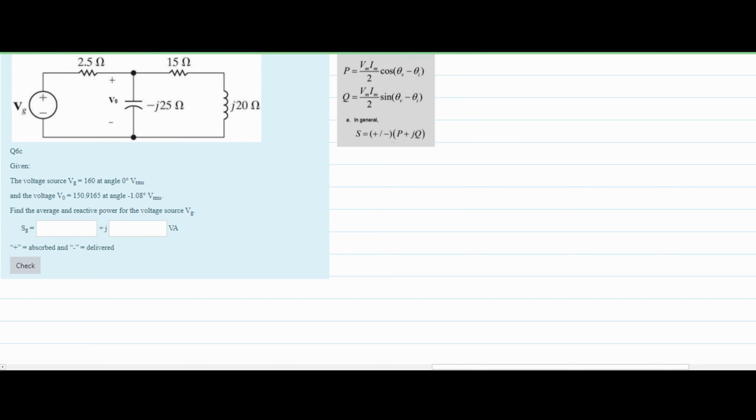For this problem, we're given the voltage source in Vrms, and we are given our V naught in Vrms. We need to find the average and reactive power for the voltage at VG. So we're not going to be looking at V naught too much. What we are going to be looking at is our VG.